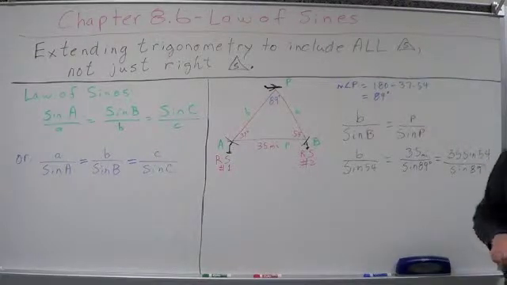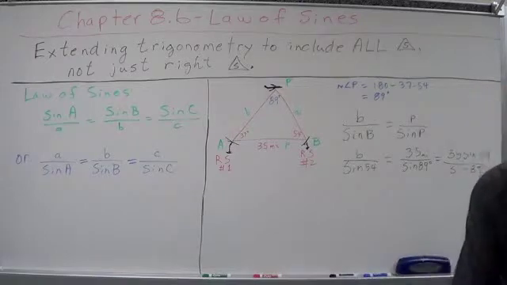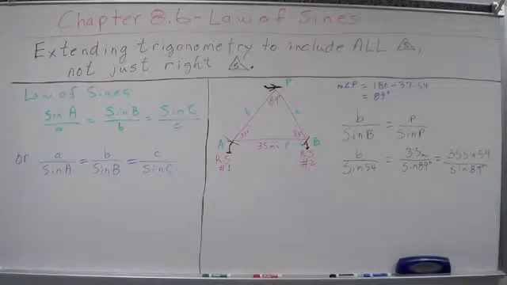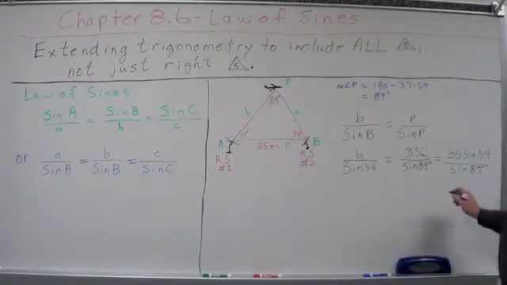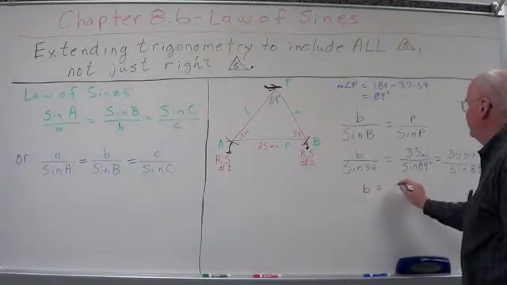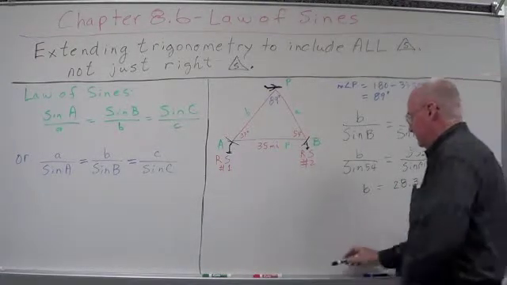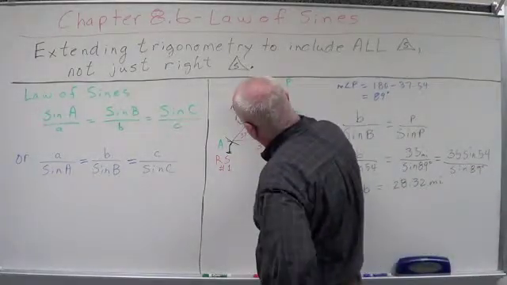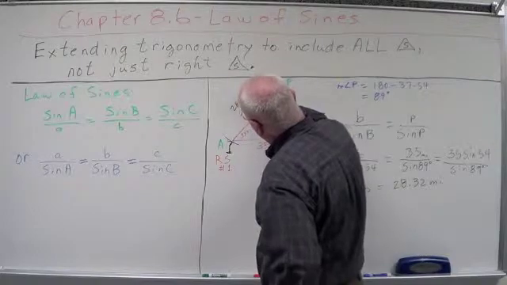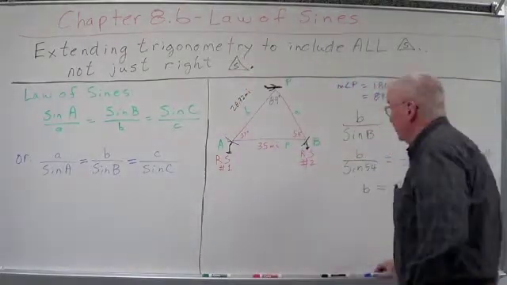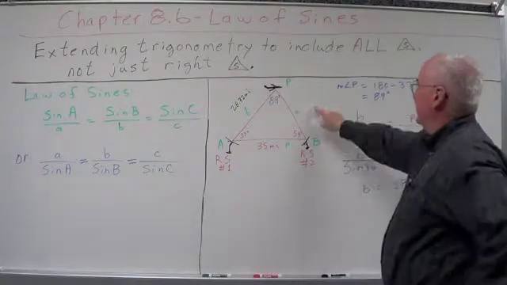Okay? We do our little handy calculator. Looking at 35 sine of 54, multiply those, divide by the sine of 89. I'm looking at B equals 28.32 miles. So we're over here and this is 28.32 miles. Okay? So let's find the other one.